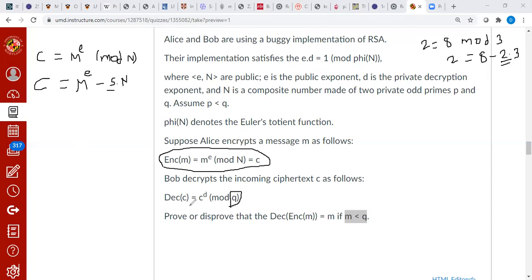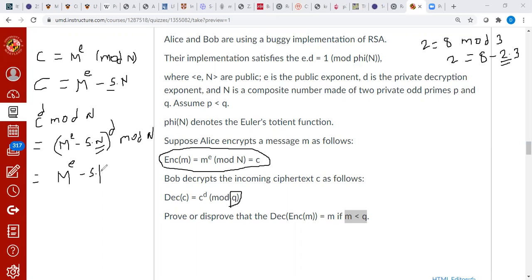So what is Bob doing? Bob is taking the C and raising to power D. So C power D mod Q is what he's going to compute. So let's think about what is the value of C power D mod Q. This is nothing but M power E minus S times N, right? Power D mod Q. Now we can easily solve this problem. What is N? N in RSA is nothing but p times q. So this is nothing but M power E minus S times p times q, power D mod q.